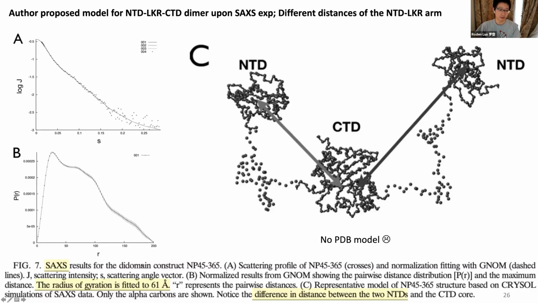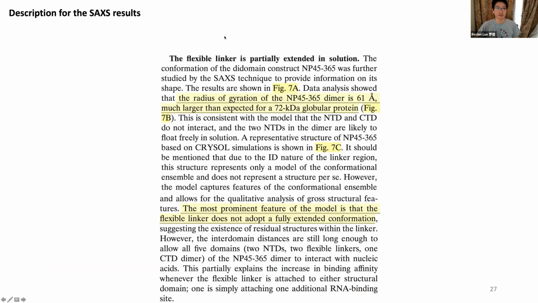Oh, one thing to say is the radius. I think if I understand it correctly, the radius is this one. The radius of the N is 61 angstrom, which is 6 nanometer. This is a description for the SAXS results.